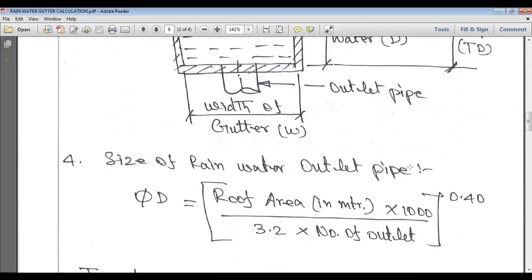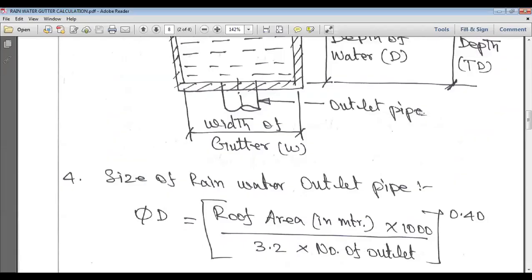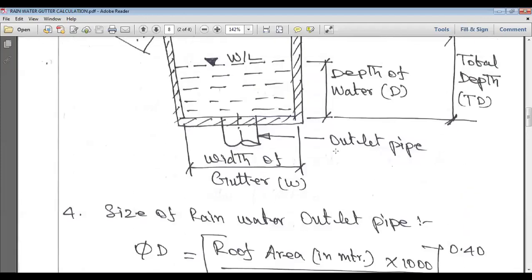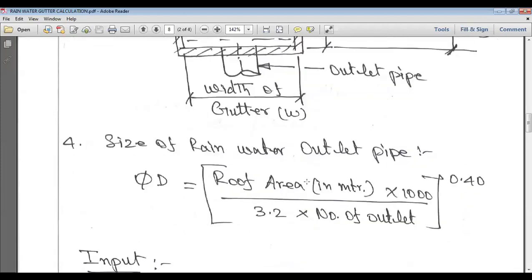Now we have to get the size of the rainwater outlet pipe. For that, this is the formula: size of the rainwater outlet pipe, diameter D equals roof area in meters, into 1000, divided by 3.2 into number of outlets, whole power 0.4. This is the rainwater pipe outlet formula. The normal roof area we already calculated with a different formula, so don't use that formula here.